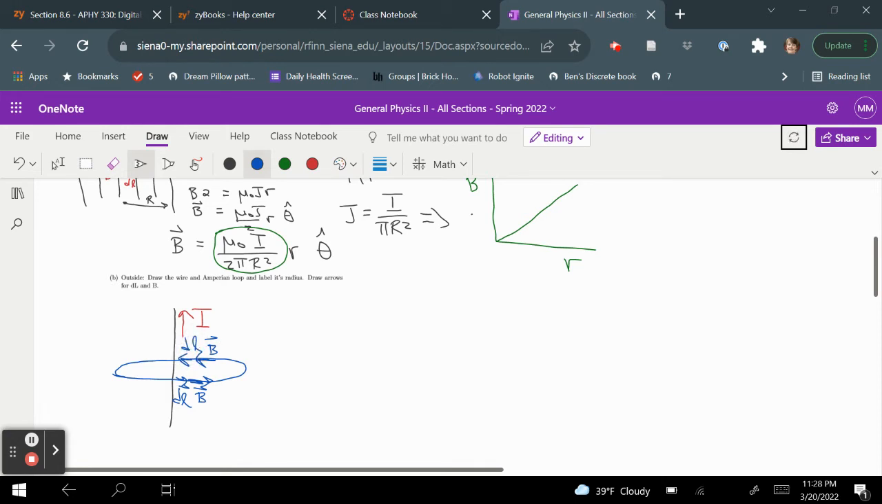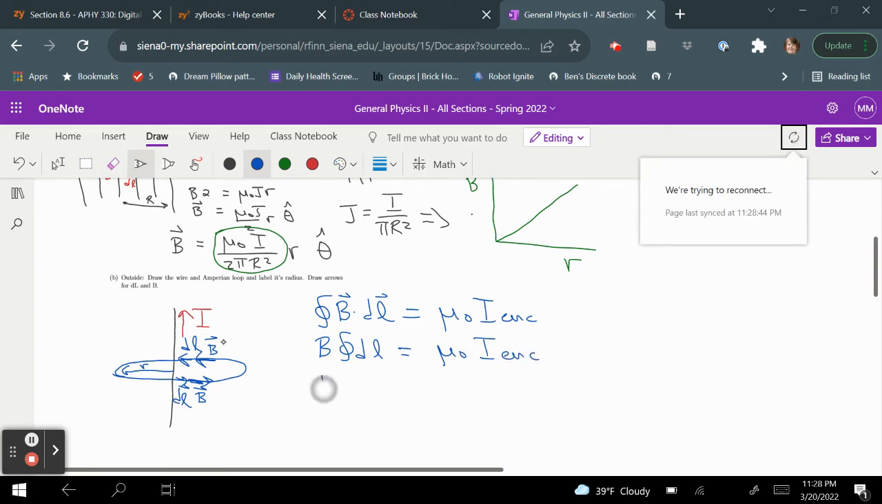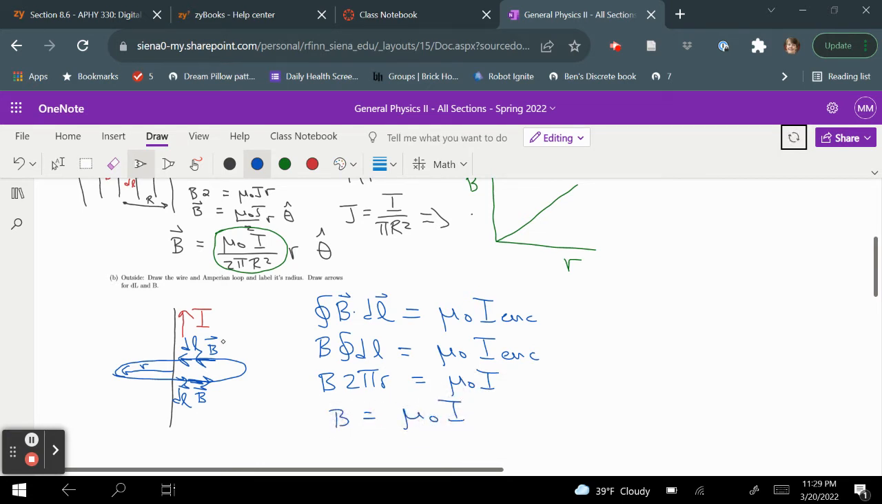So if I go through and do this, let's label this again as my r, little r. I'm going to have the closed integral of B dot dl. Remember, these are both vectors in the theta direction. This is going to equal mu naught I enclosed. So I can pull B out because it's constant around the loop, and now I have just the closed integral of dl equal to mu naught I enclosed. The circumference is my dl, so I'm going to have B times 2 pi r is equal to mu naught I enclosed. Now I enclosed is just I, so B is equal to mu naught I over 2 pi r. You'll remember that that's pretty familiar.